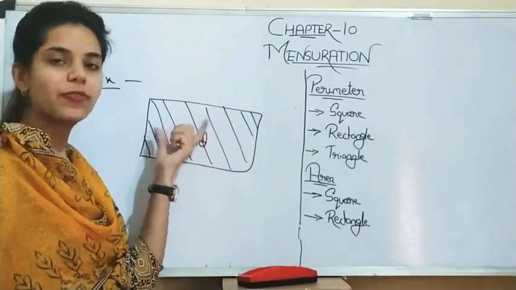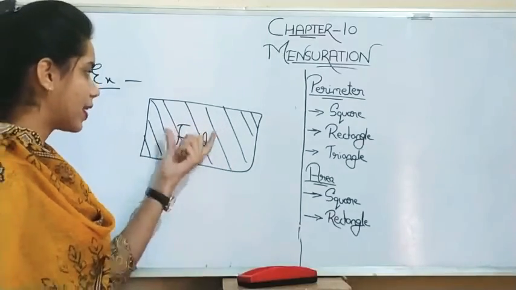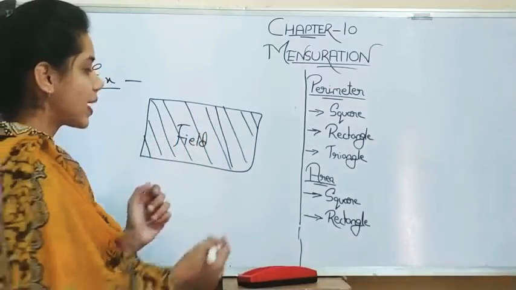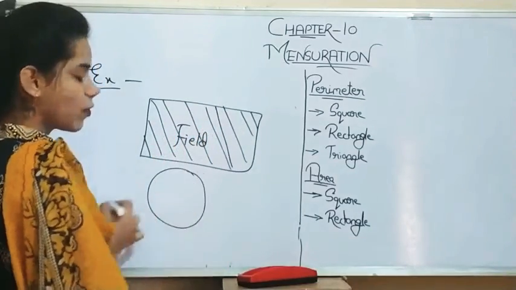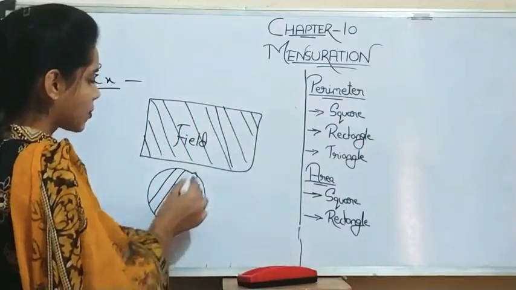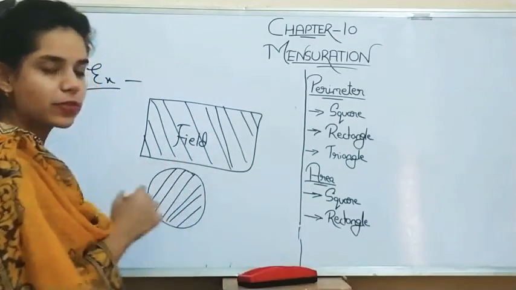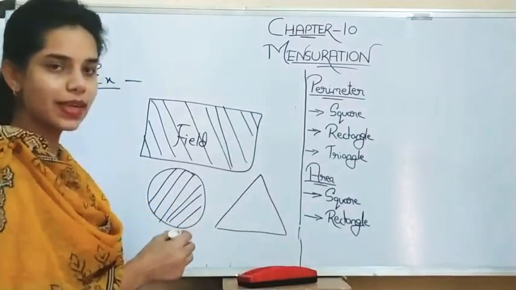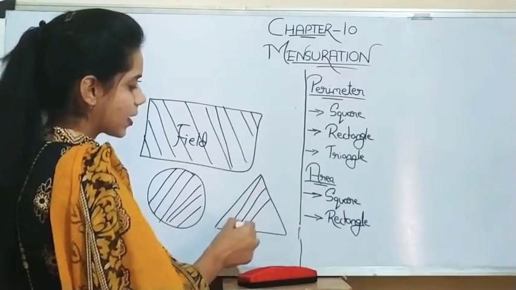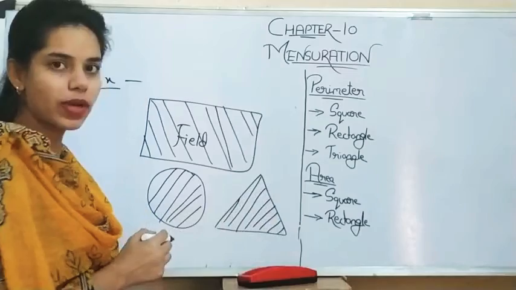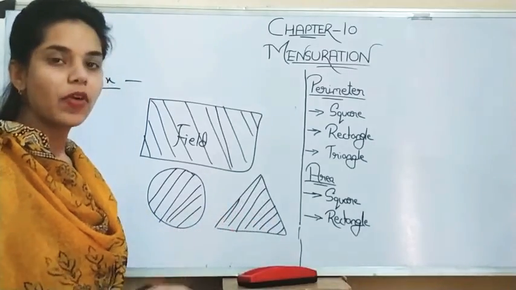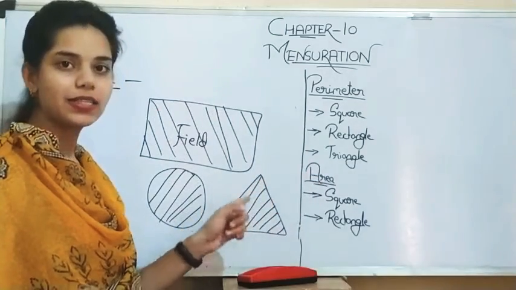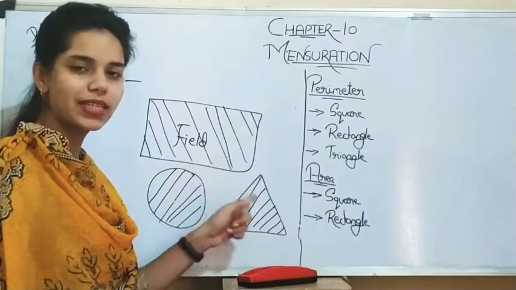In any closed field or any closed figure, the region which is enclosed within is known as area. Suppose this is a circle. So what will be its area? This part which is enclosed by the curves is known as area. If I am talking about a triangle, what will be its area? The region which is enclosed within these line segments. So this will be the area. What is perimeter? Length of the boundary. What is area? The region which is enclosed by these curves, by these line segments.